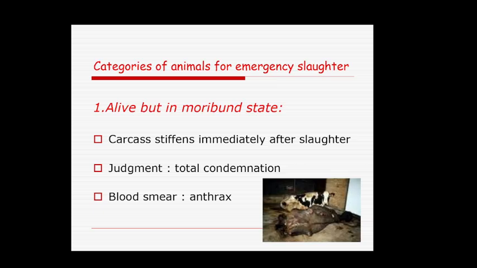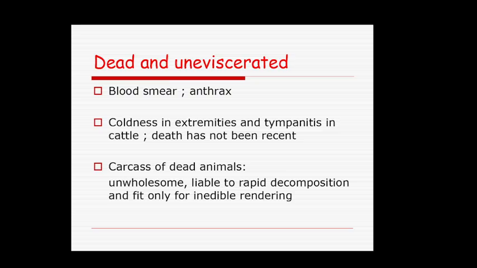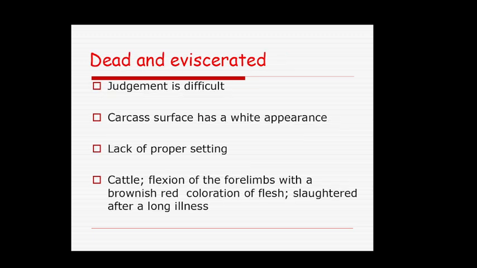In anthrax, we take the blood smear from the ear vein. Then dead and incarcerated animals: blood smear for anthrax, coldness in extremities, and tympanitis in cattle. Death has not been recent. The carcass of dead animals is unwholesome, liable to rapid decomposition, and fit only for inedible rendering. Dead and eviscerated: the judgment is difficult. The carcass surface has a white appearance, with lack of proper bleeding. In cattle, flexion of the pollinis with a brownish red coloration of flesh.